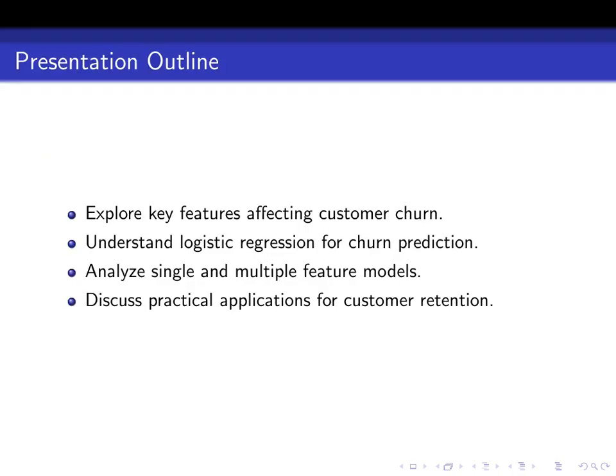To begin, let's go over the outline of this presentation. We'll start by exploring key features that affect customer churn. Then move on to understanding logistic regression as a tool for prediction. Next, we'll analyze single and multiple feature models. And finally, discuss practical applications that businesses can implement to retain customers. By the end, you'll have a comprehensive understanding of how these methods work.